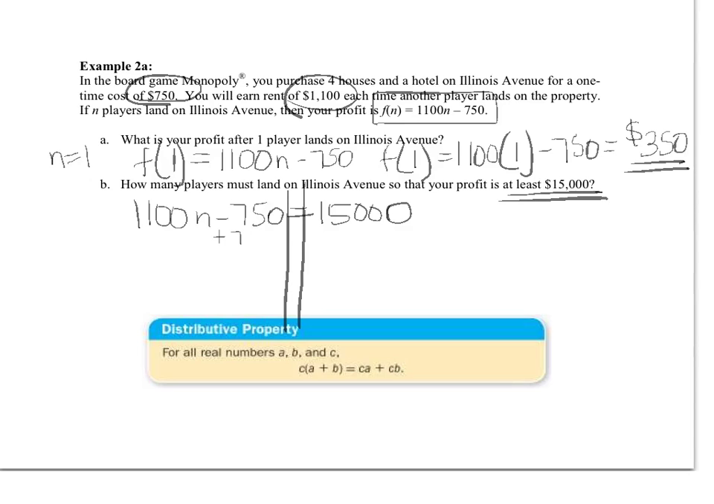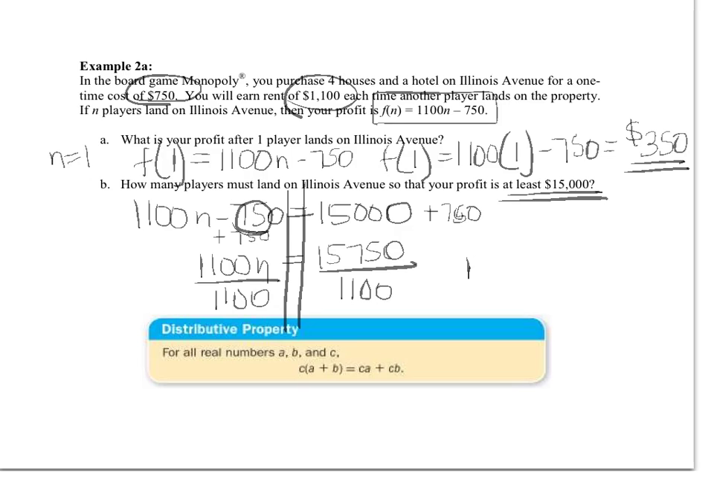We're going to add 750 to both sides. That goes to 0, and you have 1,100n equals 15,000 plus 750 is 15,750. Divide both sides by 1,100. And n equals 14.3. So you have to have at least 15 people, because you can't have 14.3 people land on Illinois Avenue. So you need to have at least 15 people, so the profit is at least $15,000.